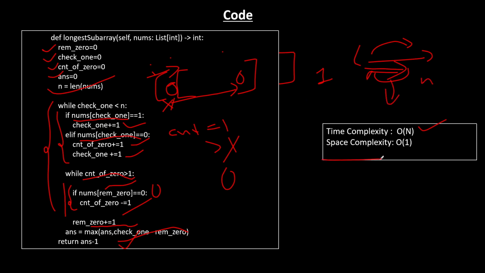And space complexity is O of 1 because we are not using any list or any kind of data structure to store the large values. We're just using variables which take constant space. That's why the space complexity is O of 1. So I hope you understood this explanation of the code solution. Now let's move to the next slide.